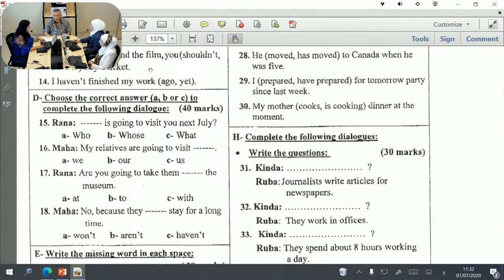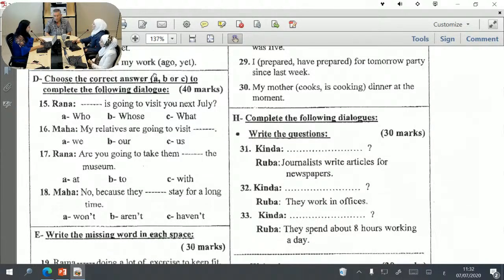No, because they stay for a long time. Stay is infinitive or base. So before it we use a modal verb, want. They want to stay. Because we can't use aren't because it's not staying. We can't use haven't because it's not stayed. So the only choice is three, want, because after want we use the base form or infinitive.